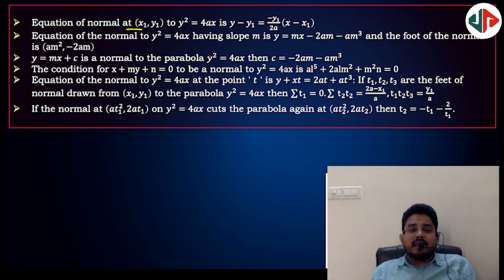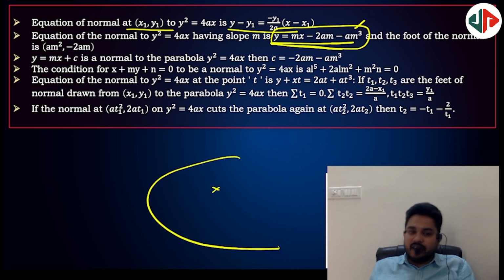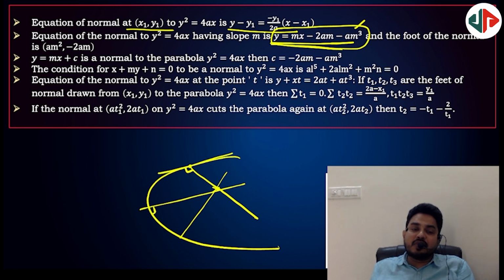Equation of the normal at x1, y1 is this one, but we need to remember this one: y is equal to mx minus 2am minus am cube. So m is the cubic equation. If you take the parabola, if some point x1, y1 is here, I can draw three normals passing through this point. This is m1, here m2 will be there, normal, so perpendicular to the tangent, and this is m3. So we can talk about the properties of that.